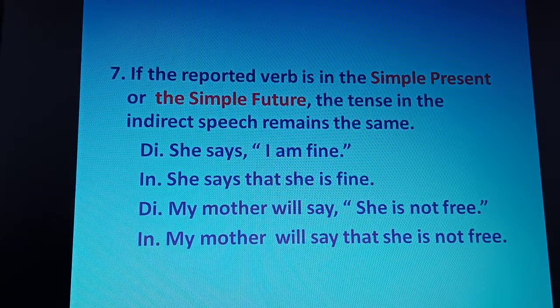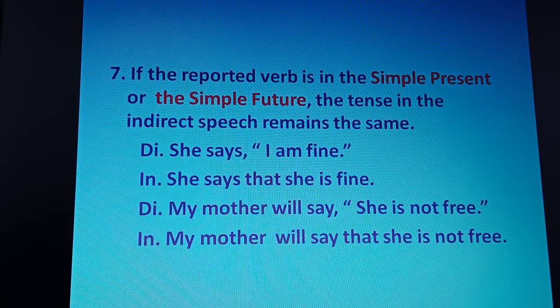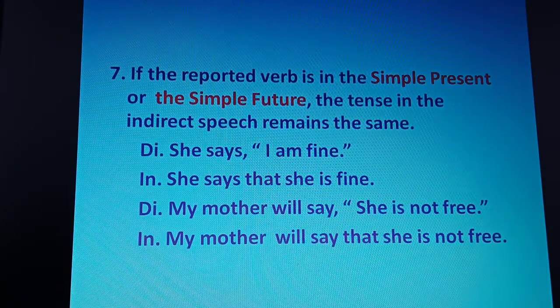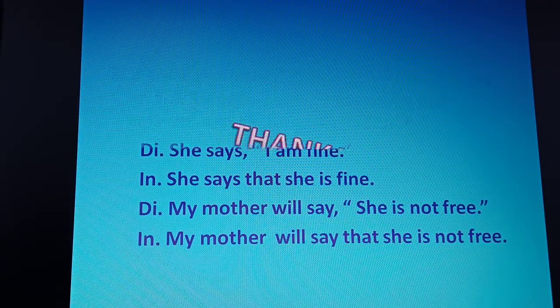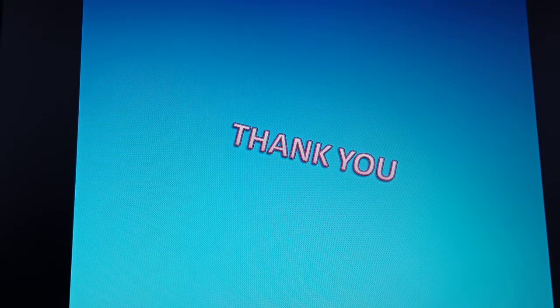So, learn by heart: when the reporting verb is in the simple present or simple future, says and will say, remember that. She will say, my mother will say, my friends will say, or my teacher says. When you come across this kind of sentence, remember the tense will remain the same. And of course, the basic changes of comma, inverted comma, and the conjunction that will be made. For today enough, this much you learn. The second part we will do tomorrow. Up to this much you should be thorough.